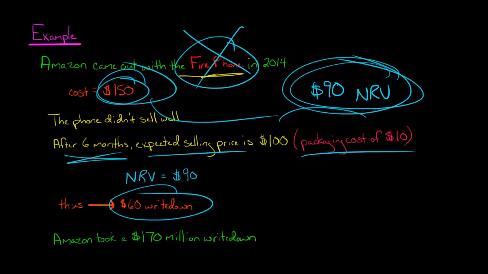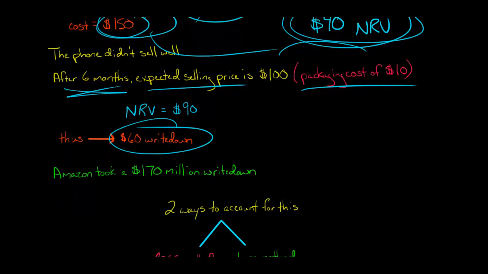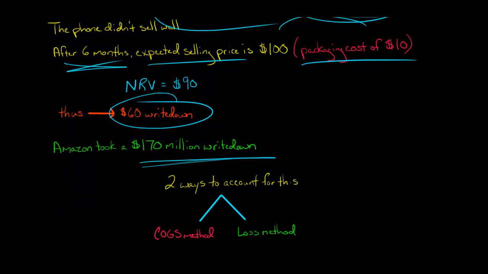So now you say, well, what do we do here? We've got this write-down, and just in this example, the write-down was $60. But in reality, the total write-down that Amazon took related to their inventory for this Fire Phone was $170 million. Now, what do we do with that $170 million? How do they account for that write-down? Well, there's a couple of ways of doing it. One is they could basically bury it in cost of goods sold. Investors don't really like this method because you don't really see that there was this specific write-down, unless the company comes out and discloses it like Amazon did.